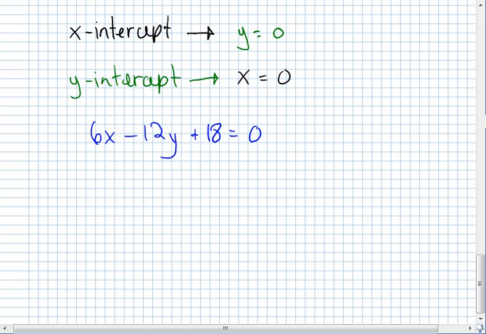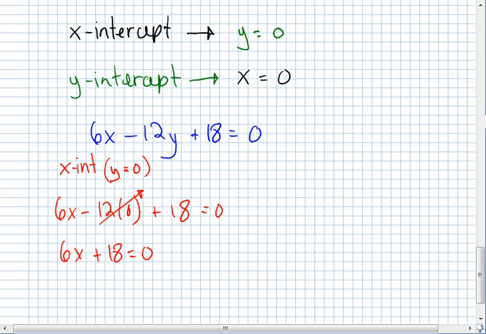So for example, something like this, 6x minus 12y plus 18 equals 0. If I wanted to find the x-intercept, I would just substitute y equals 0 and then solve for x. With this term canceling out to 0 here, it simply becomes 6x plus 18 equals 0. Move the 18 to the right-hand side, and you get your answer of x equals negative 3.